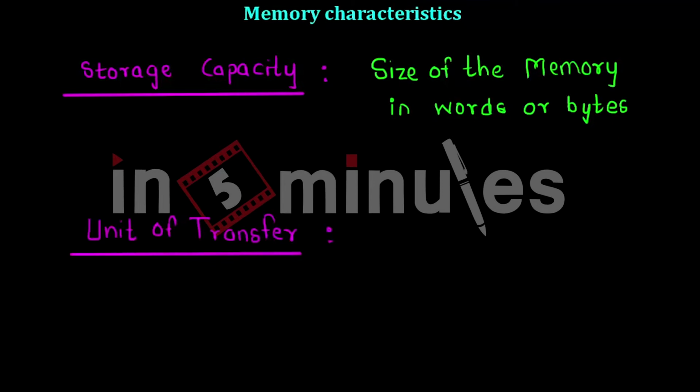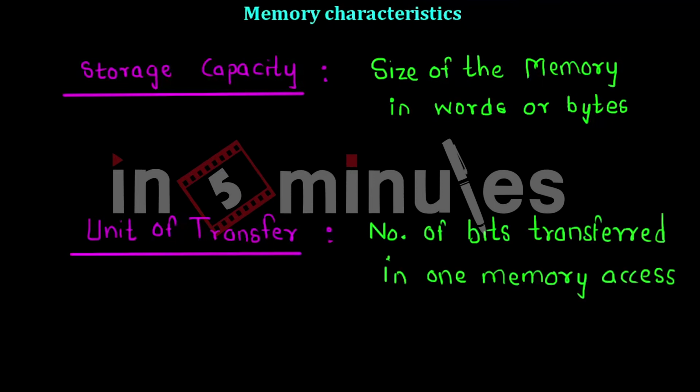The next parameter or characteristic is the unit of transfer. Unit of transfer is the number of bits transferred in one memory access. So depending on whether the memory transfers a byte at a time, that is 8 bits, or 16 bits or 32 bits, the unit of transfer is decided.